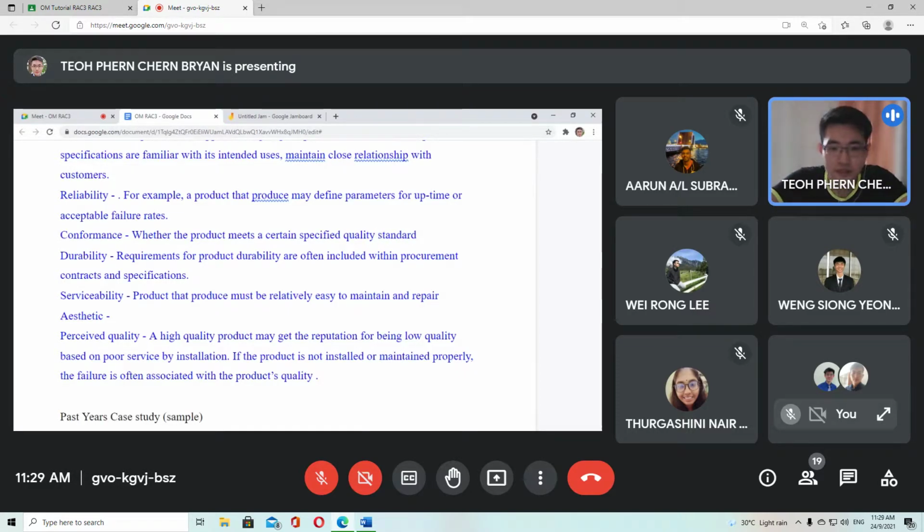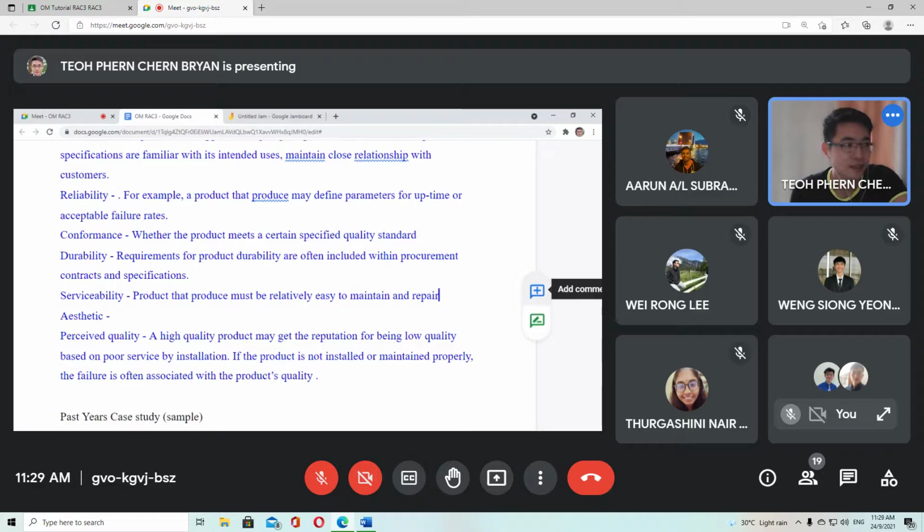Okay, serviceability: product must be relatively easy to maintain and repair. Okay, this is a good explanation. It's clear. What is serviceability? Serviceability means the product must be easy to maintain, easy to repair. Okay, so we want answers like that. Doesn't have to be super long. It just needs to answer the question. Okay.